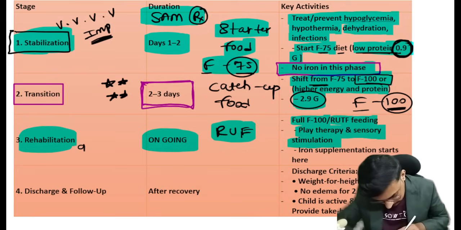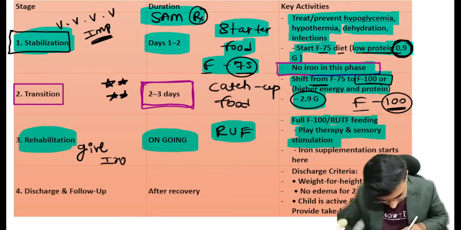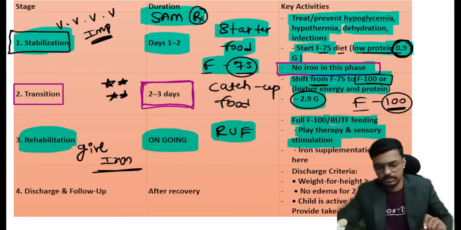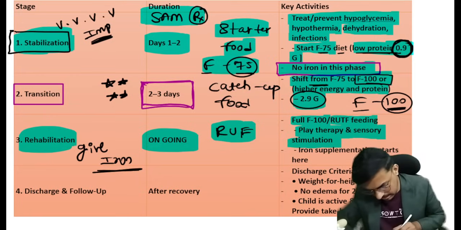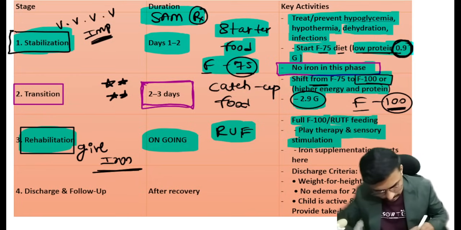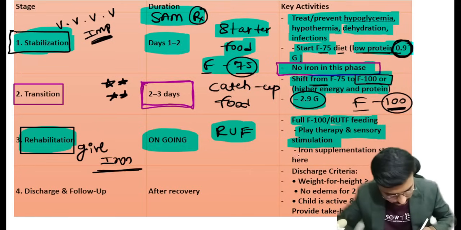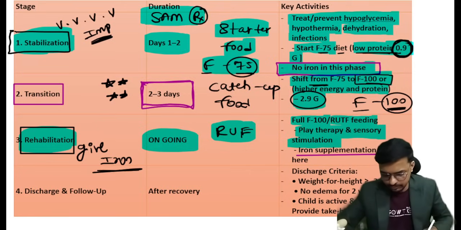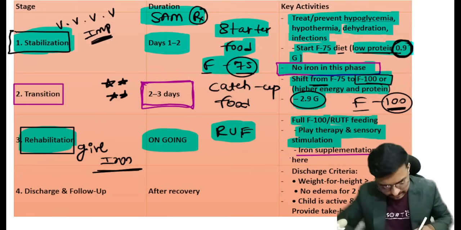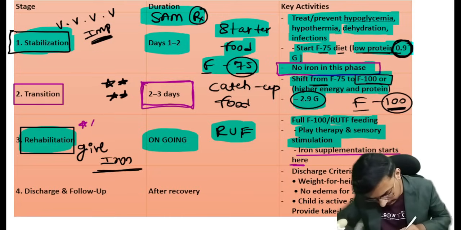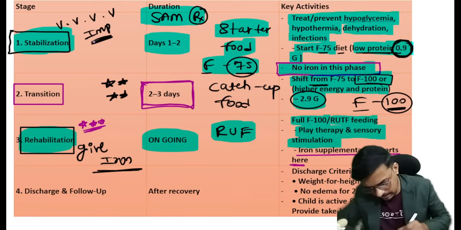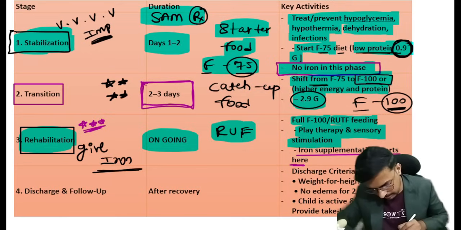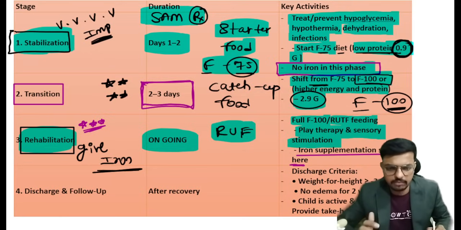Iron supplementation: in the stabilization phase don't give iron, and in the rehabilitation phase give iron. Give iron in the rehabilitation phase, the examiner's question. In which phase of SAM treatment do we give iron supplementation? Iron supplementation will be given in the rehabilitation phase, and it is completely contraindicated in the stabilization phase. Then the child has recovered from malnutrition, because we have given the food, F75, F100 and ready to use food. Along with that, protein, fat, calories, everything has been replaced.